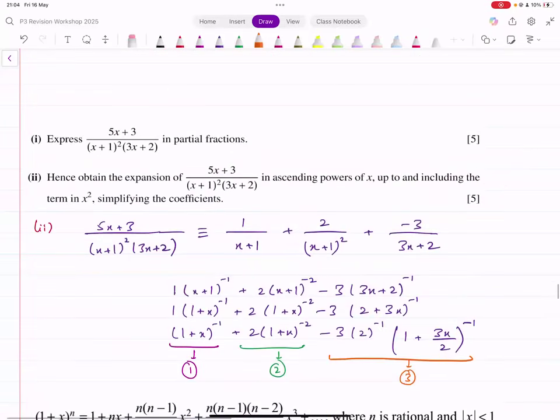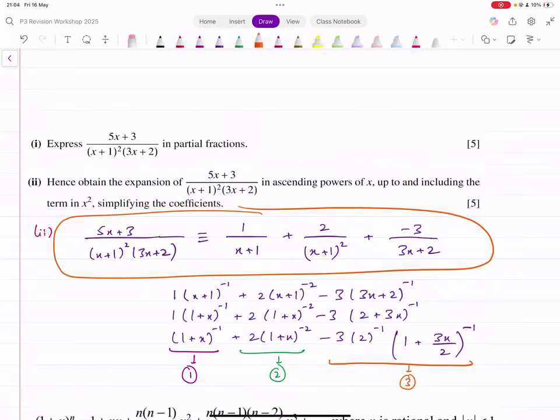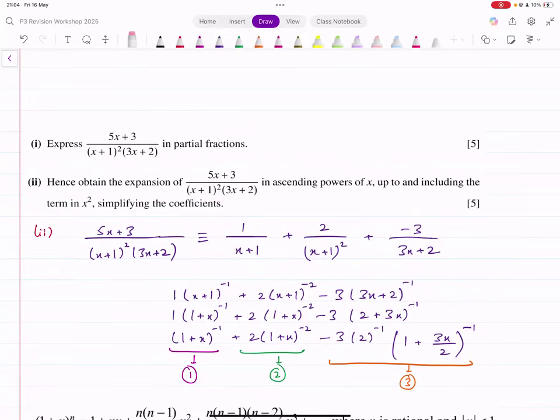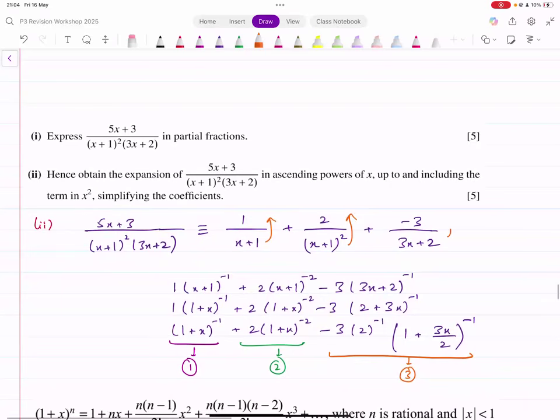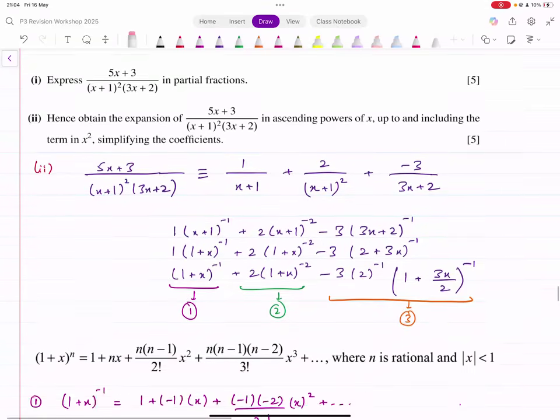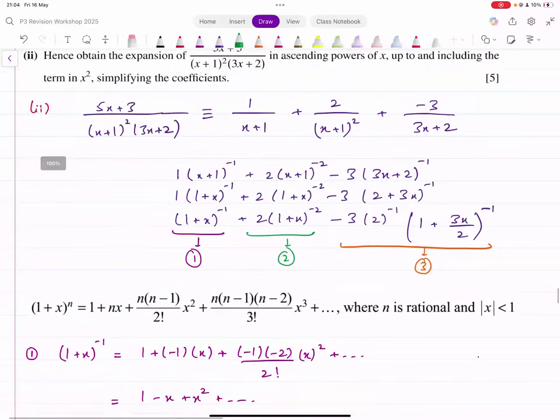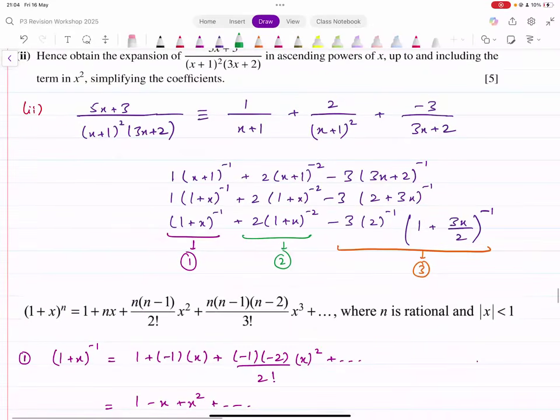We already have the partial fractions here. These are the partial fractions that we've got. I've skipped the first part here. We already have the partial fractions from the first part. This is what they look like. Now what we do is we have to expand it in ascending powers of x. How would we do that? We first of all bring this denominator to the numerator. Bring all of these denominators to the numerator. What does that become? For the first term, we get 1 into x plus 1 power minus 1. For the second term, we have 2 into x plus 1 power minus 2. Then minus 3 into 3x plus 2 whole raised to power minus 1. Now, this is how I would recommend that you approach it.